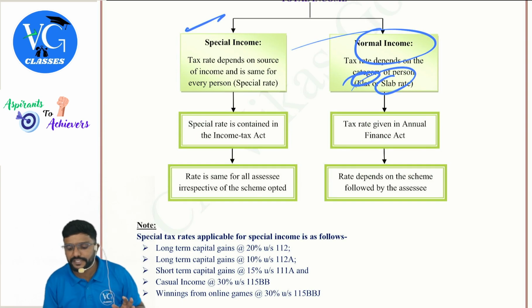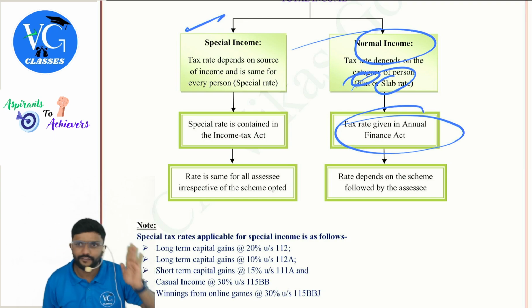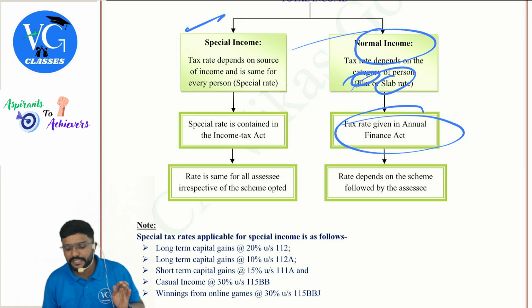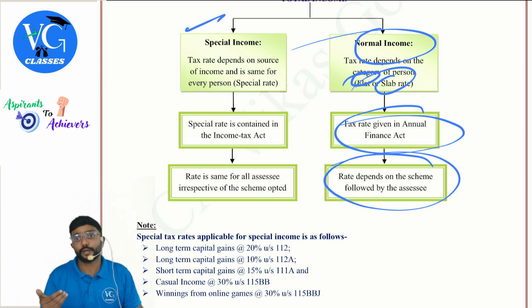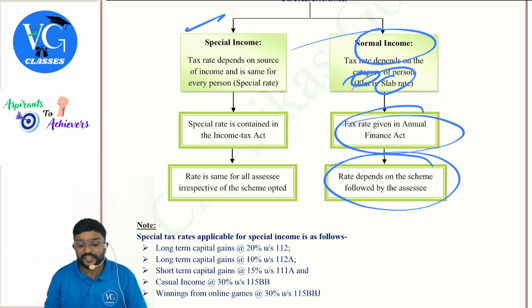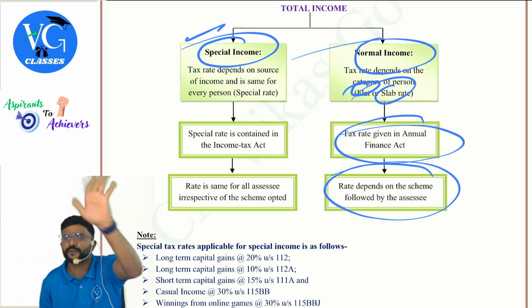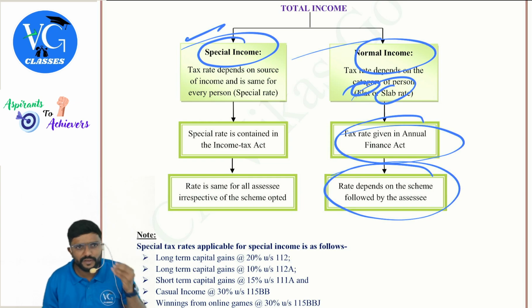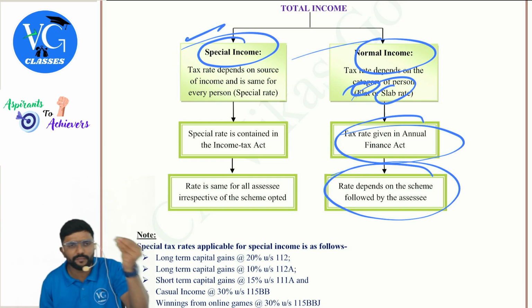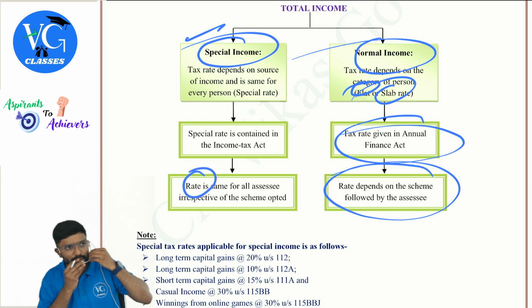So, these normal rates, where are they given, sir? In the Annual Finance Act. Is there any dedicated section for it? No. It is a part of the Annual Finance Act. And this rate depends on what scheme the assessee has opted. Especially for slab rate assessees, we have something called a default scheme, optional scheme and so on. Will this rate change, sir? Yes, it will change. Whereas special income, whatever the tax rate is, guys, it remains the same, whichever scheme you choose, whoever you are. Whether you are a company, partnership firm, LLP, AOP, BOI, individual, whoever you are, the tax rates on special income remain the same.